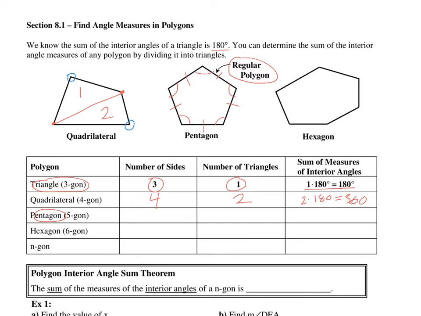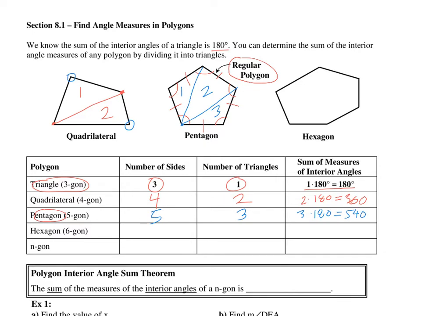Now with this pentagon, we're going to start off from one vertex and draw segments to non-adjacent vertices. There's one and there's another one. So I could fit 1, 2, 3 triangles in this pentagon. How many sides does a pentagon have? 5. How many triangles was I able to fit in that pentagon? 3. Since there are 3 triangles, I take 3 and multiply by 180, and I get 540.